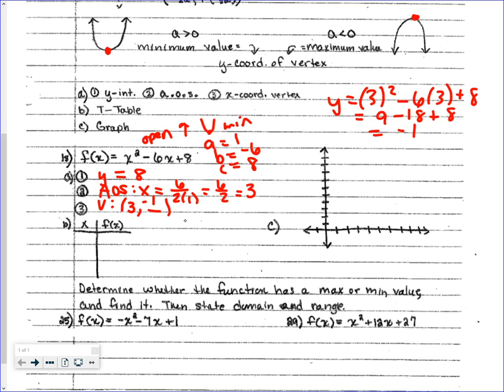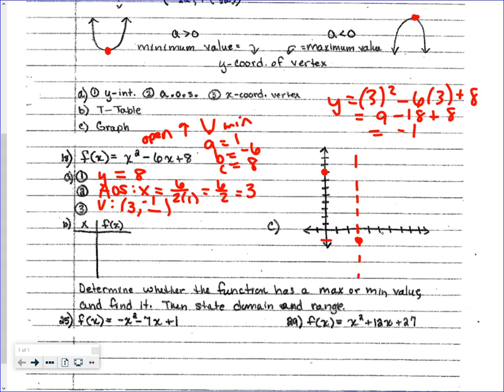Okay. So I'm going to go ahead and graph my AOS. Even though that's not part of the graph, I'm going to go ahead and just see where it is. It's at x equals 3. That's a dotted line because it's not really there. Okay. And then 3, negative 1 is my vertex. I know this graph opens up, but I don't know how fat or skinny it's going to be. Okay. So I'm going to go ahead and graph my y-intercept of 8. So it's 1, 2, 3, 4, 5, 6, 7, 8.